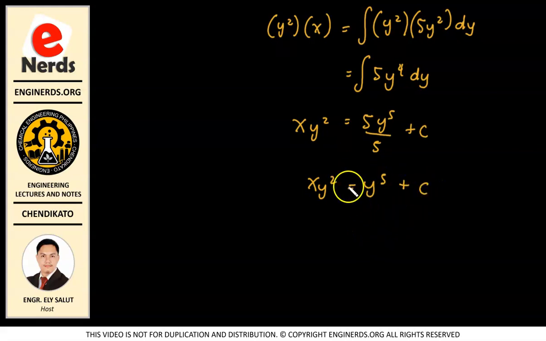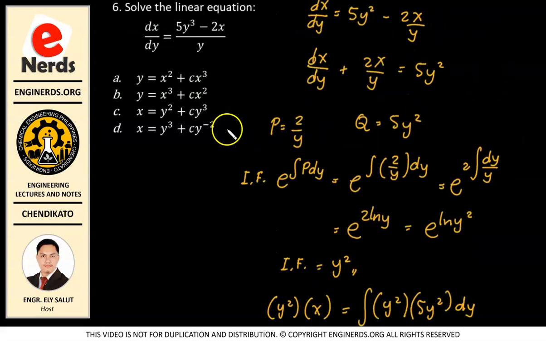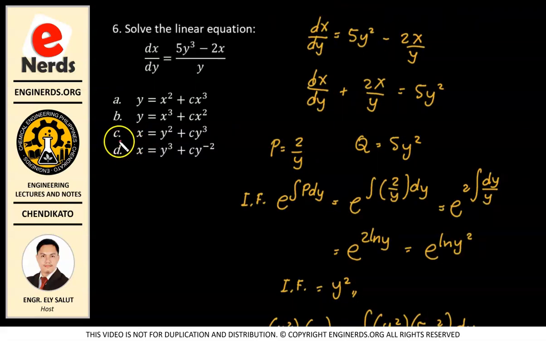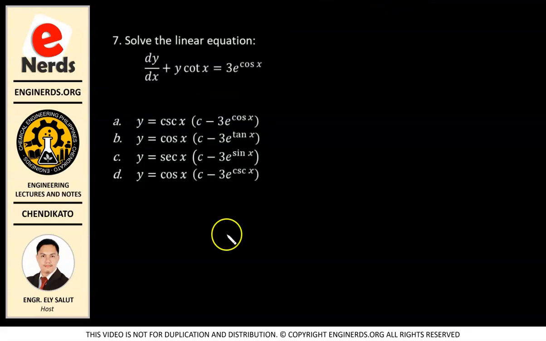Let's divide both sides by y squared. So we have x is equal to y to the 5th divided by y squared, which is y cubed, plus c divided by y squared, which is c y to the negative 2. This will be our final answer, which is letter D in our choices: x is equal to y cubed plus c y to the negative 2. So let's go to our final question.